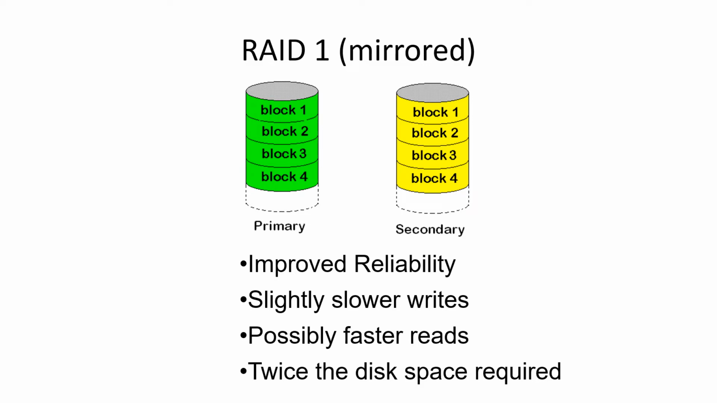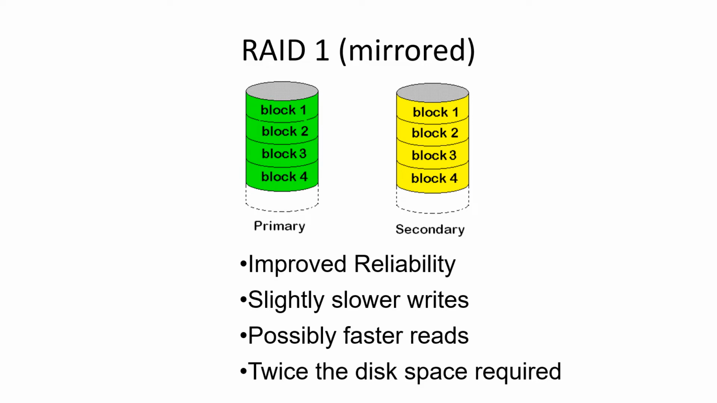Turns out you can do faster reads, not because an individual read is any faster, but if the system is busy reading information off the disk and then another application wants to read from someplace else in the disk, well, you can read from the second disk if the first disk is busy because they both contain exactly the same information. So the system can read from either disk that's not busy.